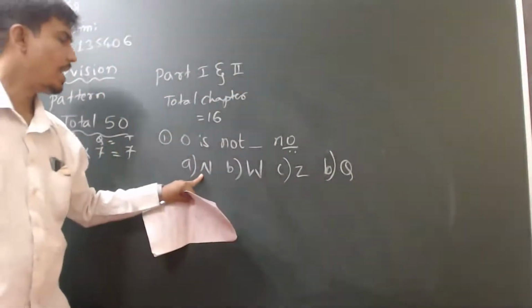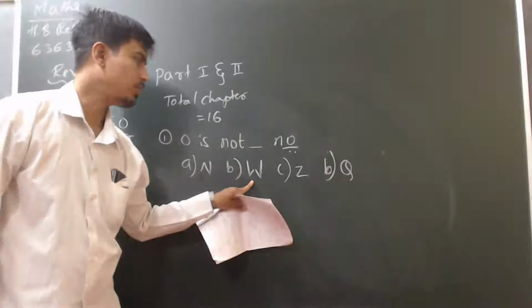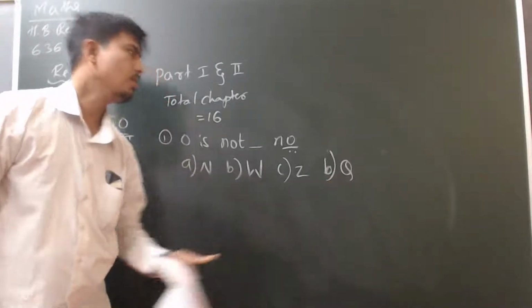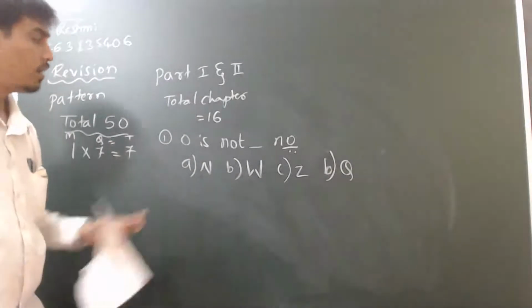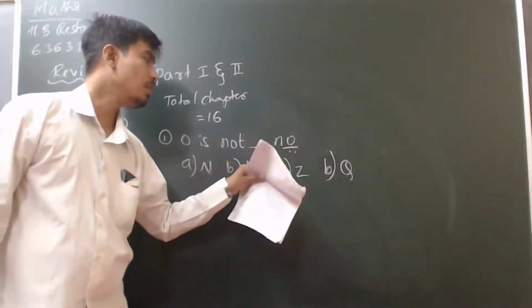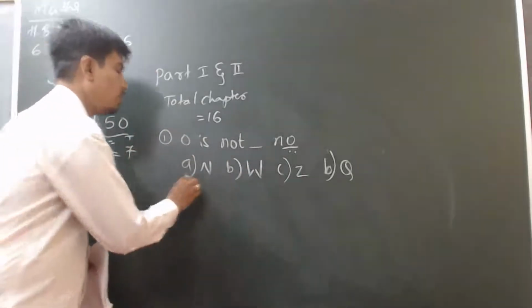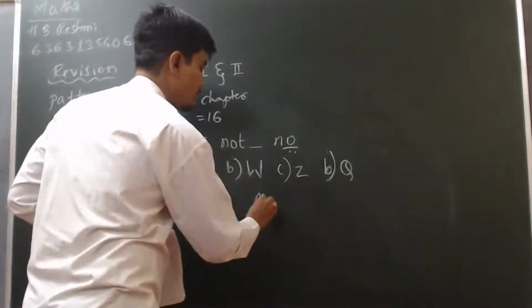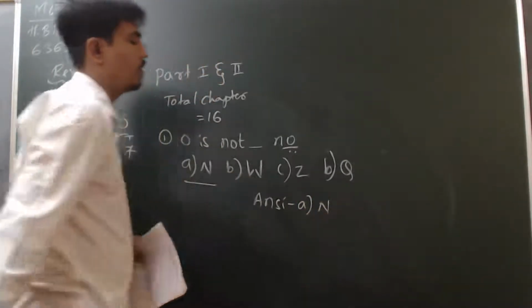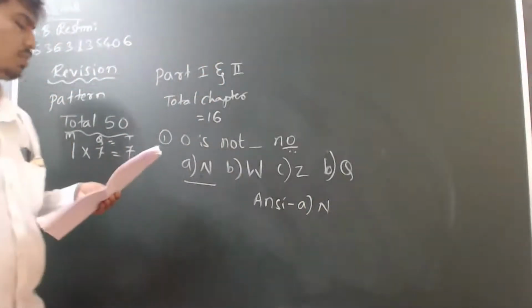As you know, N stands for natural number, W stands for whole number, Z stands for integer, Q stands for rational number. 0 is a rational number, but here they are saying that 0 is not a dash number. At that time, we should say that it is not a natural number. 0 is not a natural number. This is the first question.